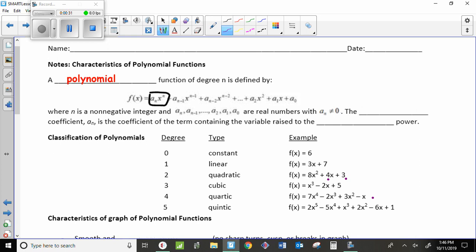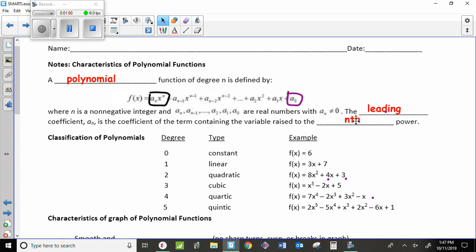Well, this is your constant right here, for n is a non-negative integer and a sub n are real numbers. So your a sub n cannot be equal to 0. Now, the leading coefficient a sub n is the coefficient of a term containing the variable raised to the nth power.